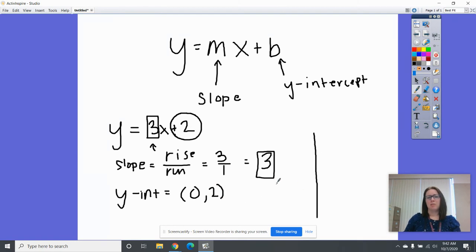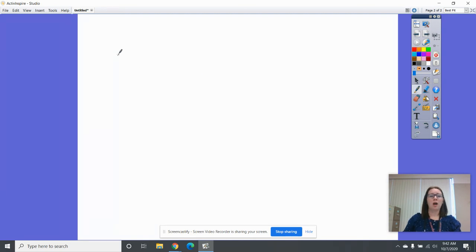And let me show you what I mean by that. If we have our line, it means right here on the y-axis at the number 2 is where our line crosses the graph. So this is our slope-intercept form, and we can draw a graph from this. So let me show you another example. Let's say I want to draw the graph y = 1/2 x + 5.